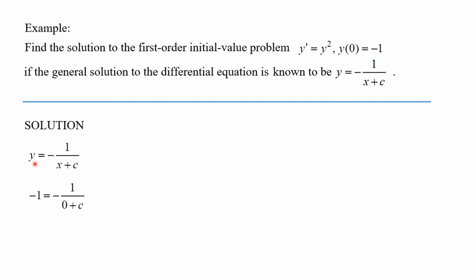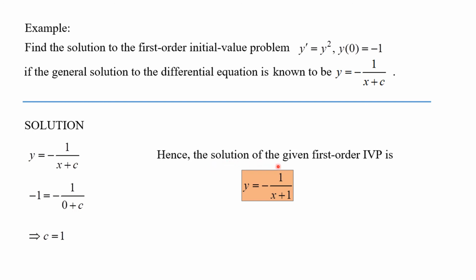Okay, so y is negative 1, x equals 0, solve this equation, we get c equals 1. Therefore, this is the value of the parameter c based on this given initial condition, and therefore we say that the solution of the given first order IVP is as follows: y equals negative 1 over x plus 1. So this is the solution of the first order initial value problem.